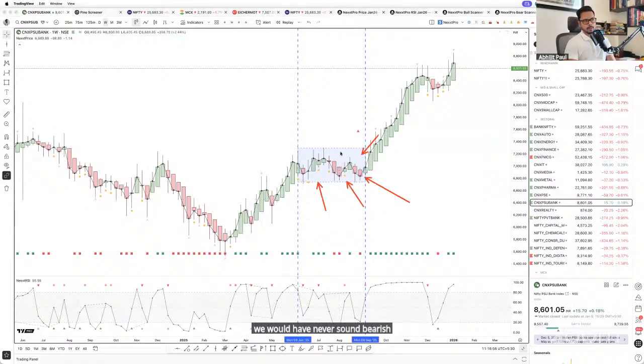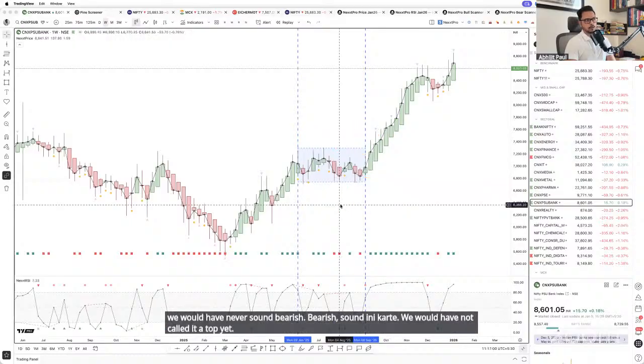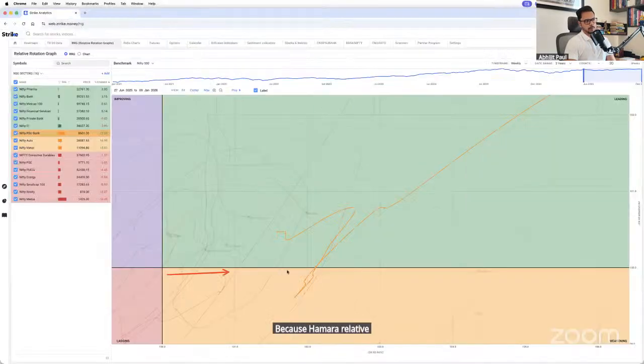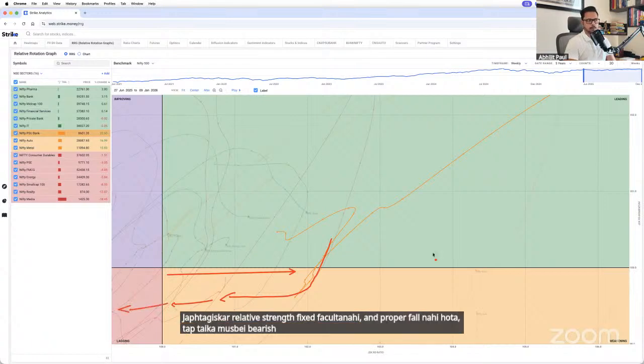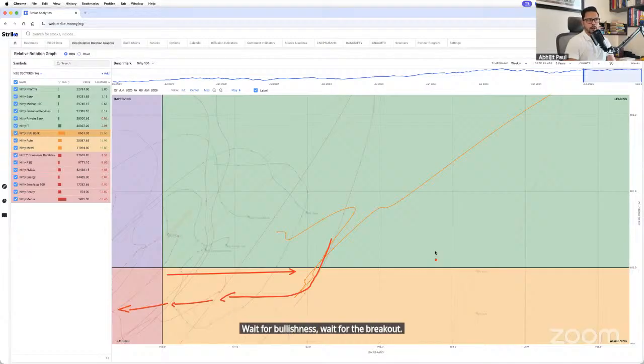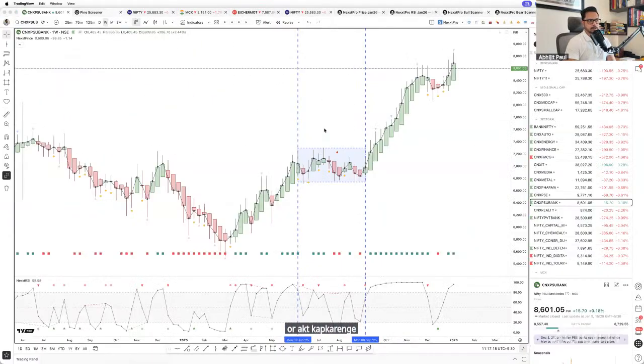हम यहाँ पे bearish sound ही नहीं करते. We would have not call it a top yet because हमारा relative strength था, लेकिन उसका मोमेंटम फिसल रहा था. जब तक इसका रिलेटिव स्ट्रेंथ फिसलता नहीं है एंड प्रॉपर फॉल नहीं होता, तब तक हम उस पर बेरिश साउंड ही नहीं करेंगे. तो हमारा स्ट्रैटेजी होगा वेट फॉर बुलिशनेस, वेट फॉर द ब्रेकआउट. और एक्ट कब करेंगे? एक्ट करेंगे जब ये ब्रेकआउट आएगा.